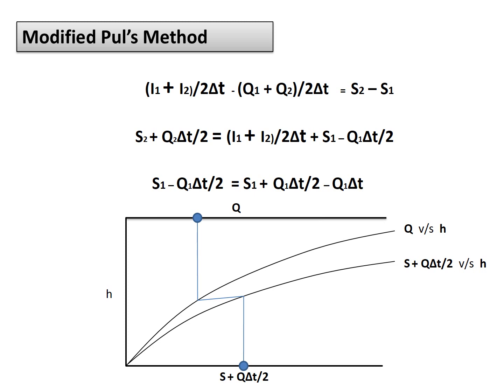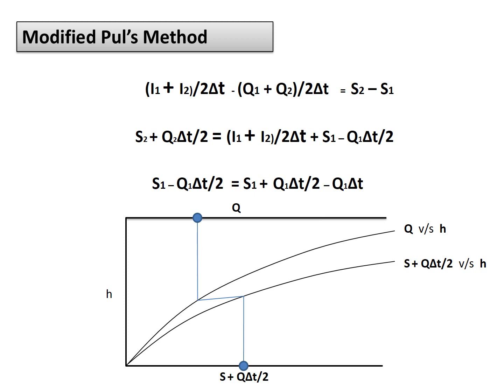So on the basis of the level pool routing approach, there are two types of methods to solve this equation. That is the modified Puls method, and the second one is the Goodrich method. In the modified Puls method, the basic equation of the level pool routing method, on rearranging, we can get this simple equation: H2 plus Q2 del T by 2 equals I1 plus I2 by 2 del T plus S1 minus Q1 del T by 2.